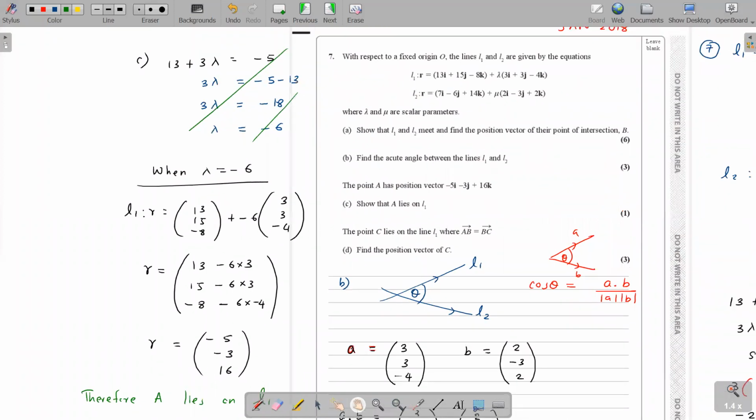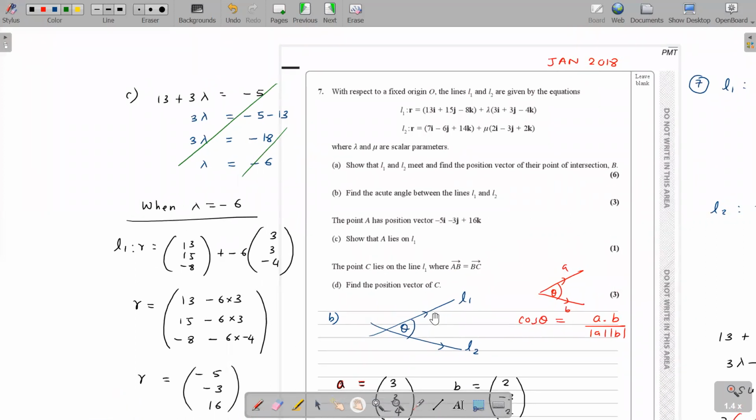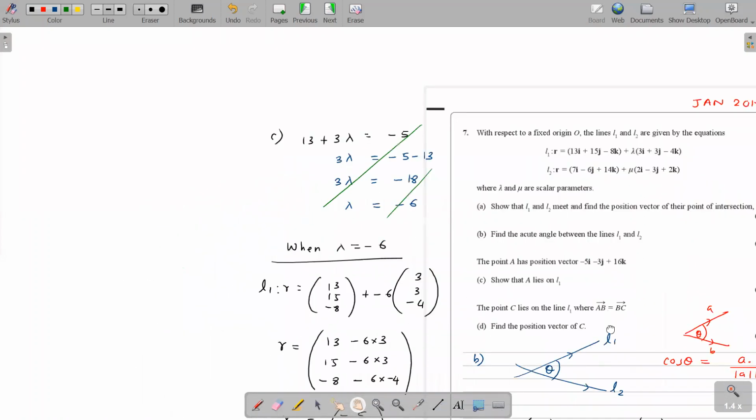So part D: the point C lies on L1 where vector AB is equal to BC. Can you see? They are saying here the point C lies on line 1 where AB is equal to BC. Find the position vector of C. Okay, so what should we do first? First, let's draw a quick sketch of what's happening here.